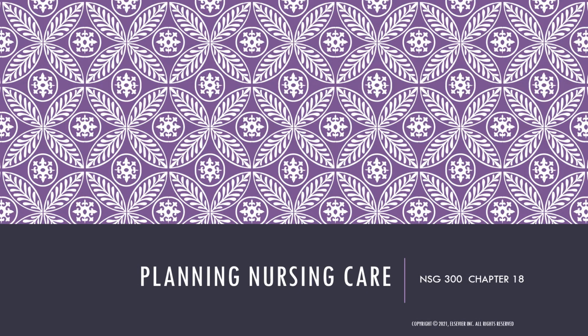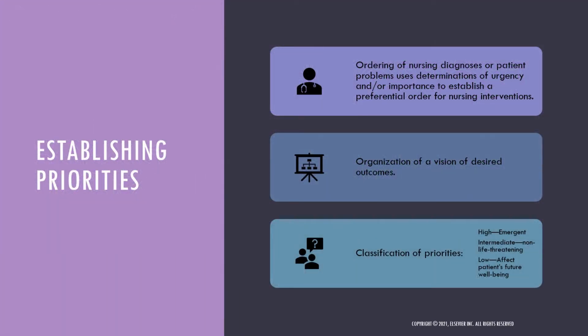Chapter 18, Planning Nursing Care. You need to establish priorities. Ordering of nursing diagnoses or patient problems uses determinations of urgency and/or importance to establish a preferential order for nursing interventions. Organization of a vision of desired outcomes.